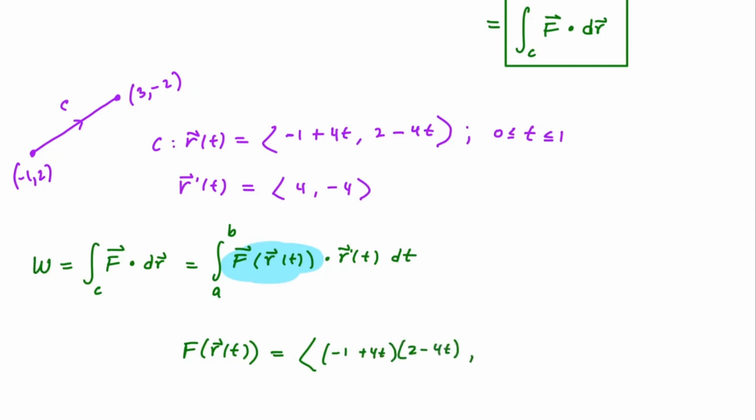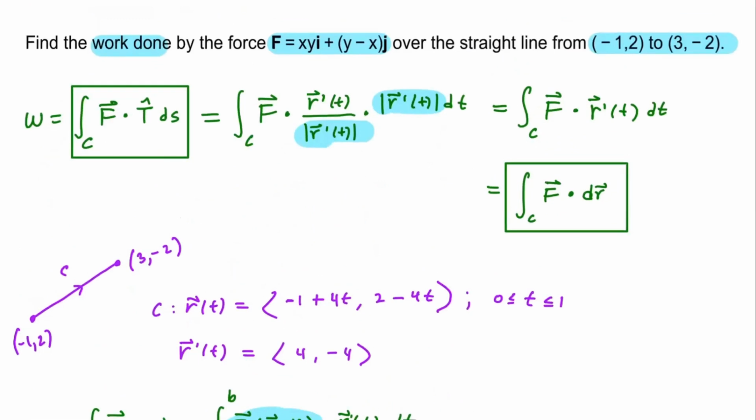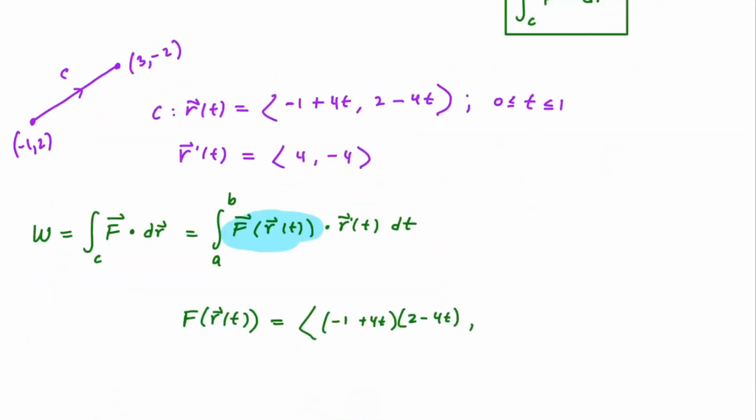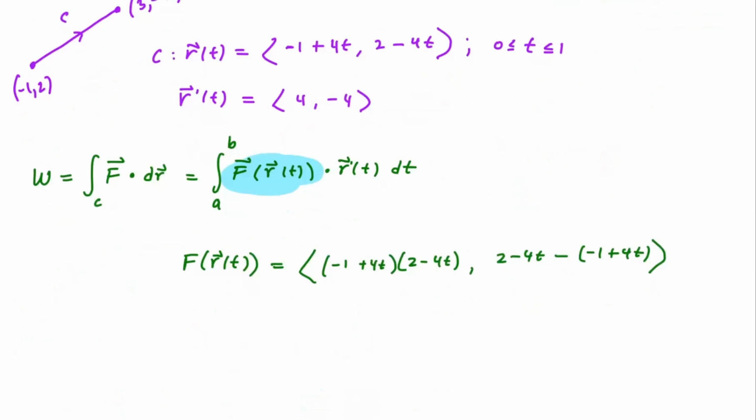And then the y component of our field is y minus x, that's the j. So y minus x, where y in r of t is 2 minus 4t, and x is -1 plus 4t. Here's our y and here's our x. I just substituted them into the field. This is f of r of t. Now let's simplify this carefully.